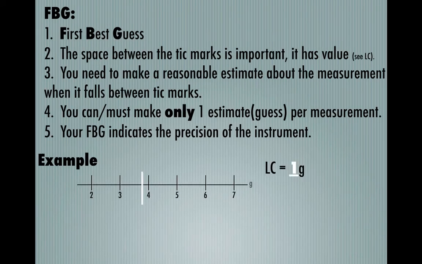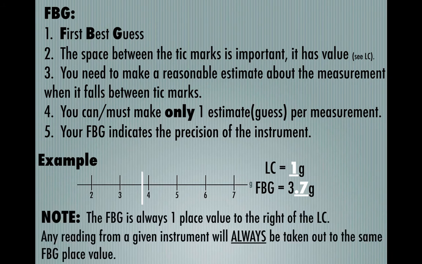All right, so first best guess is 3.7. Please notice that the least count is a 1 in the ones place. And notice that the guess is in the tenths place. So the guess is in the place value 1 to the right of the least count. The least count is in the ones, the guess is in the tenths. All right, so that's what this last part is about. The first best guess is always 1 place value to the right of the least count.